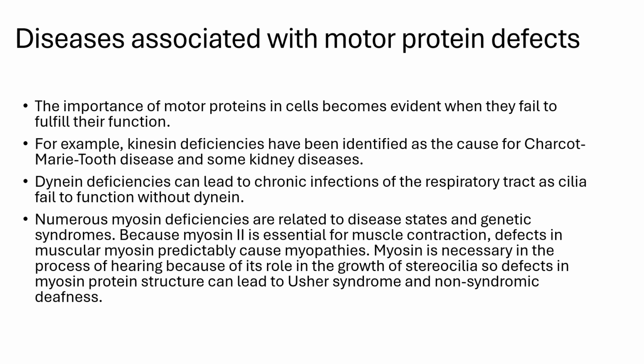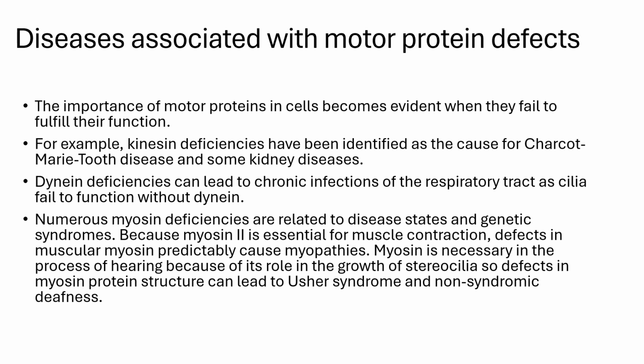Diseases associated with motor protein defects, right? So very important, the clinical application. The importance of motor proteins in the cell becomes evident when they fail to fulfill their function. For example, kinesin deficiencies have been identified in Charcot-Marie-Tooth disease and some kidney diseases. Dynein deficiency can lead to chronic infection of the respiratory tract, as cilia fail to function without dynein.